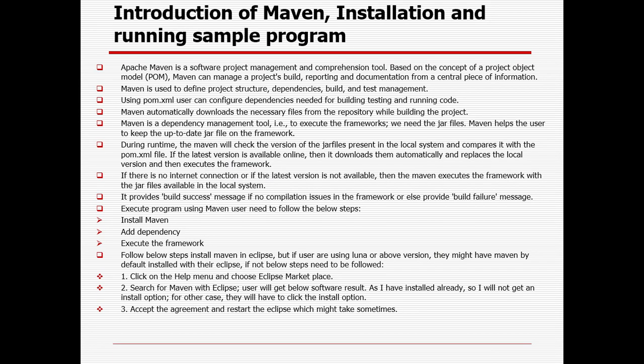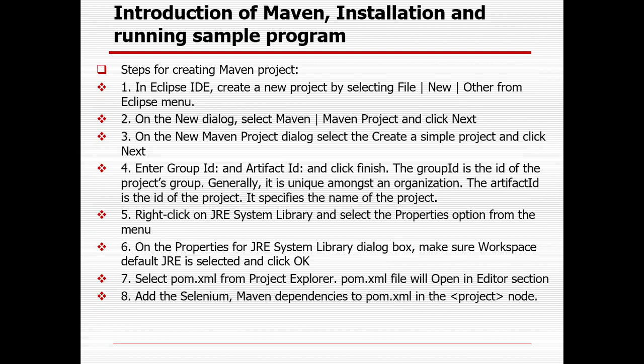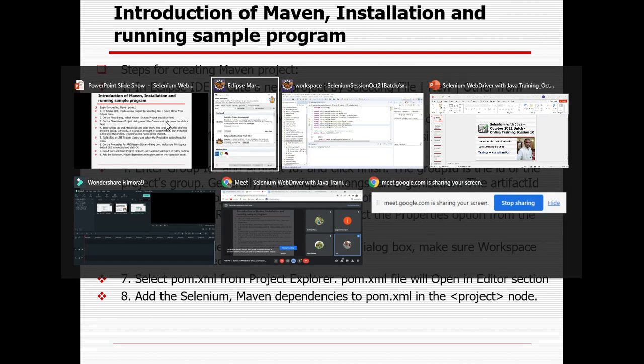These are the three steps you need to do. First, you need to install Maven, then you need to add the dependency, and then you need to execute the framework. As I already mentioned, just like the TestNG framework, you need to go to the Eclipse marketplace and search with Maven. Once it is available, you need to install it, accept the agreement, and restart Eclipse, which might take some time. So once it is done, how can you create the Maven project?